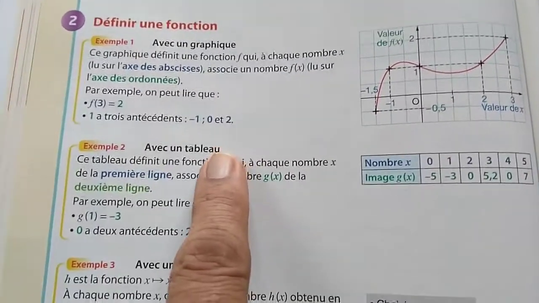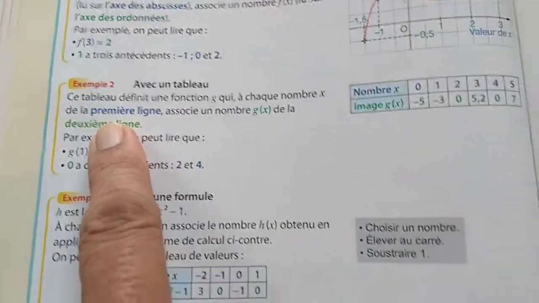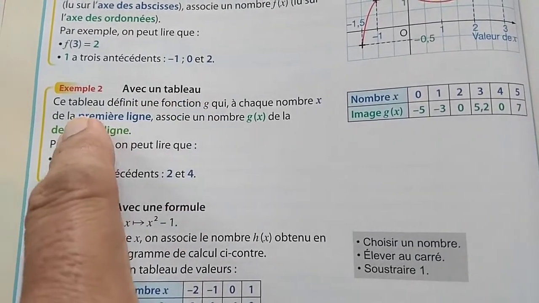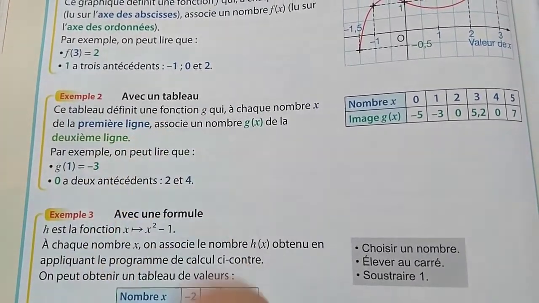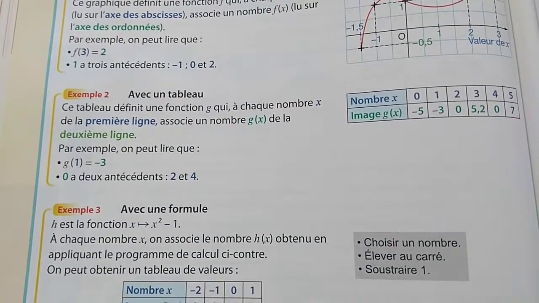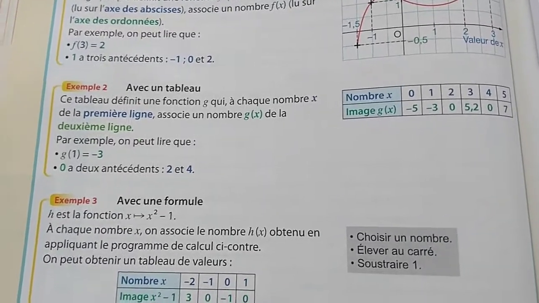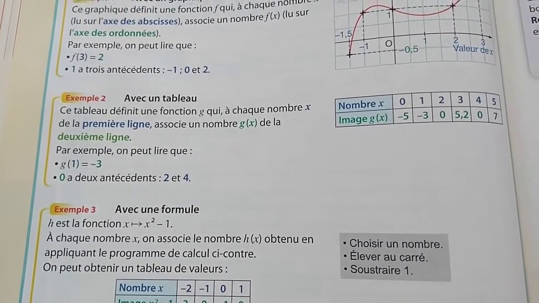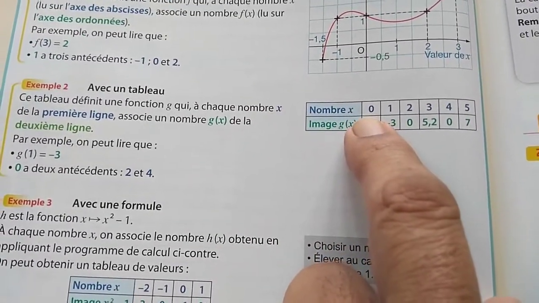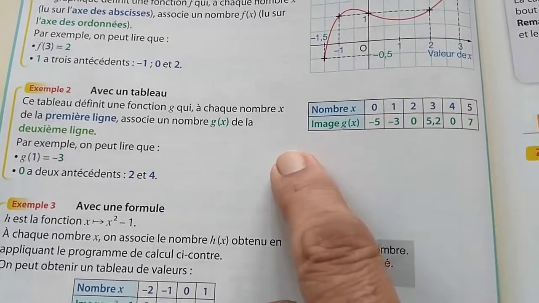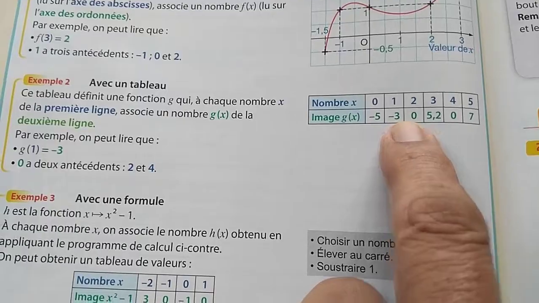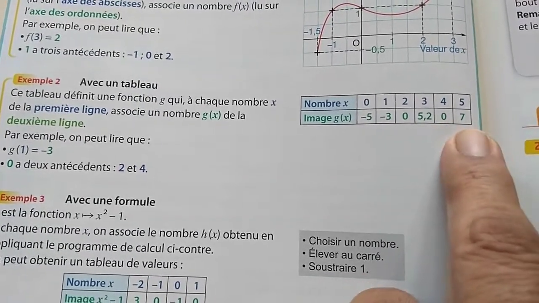Okay. Now we come to the second way of defining a function avec un tableau. So, ce tableau définit une fonction g qui à chaque nombre x de la première ligne, the top row, associe un nombre g de x de la deuxième ligne, the second row. So here, nombre x, 0, 1, 2, 3, 4, 5, image, this is the output, image g de x, moins 5, moins 3, 0, 5,2, 0, 7.